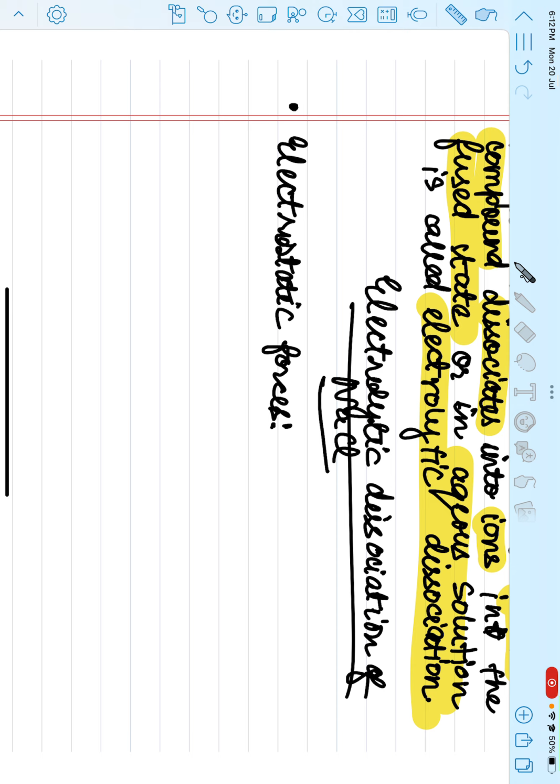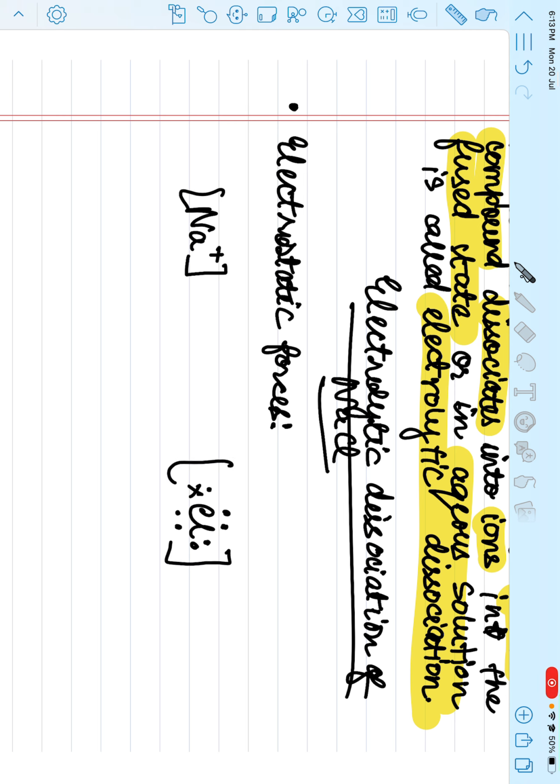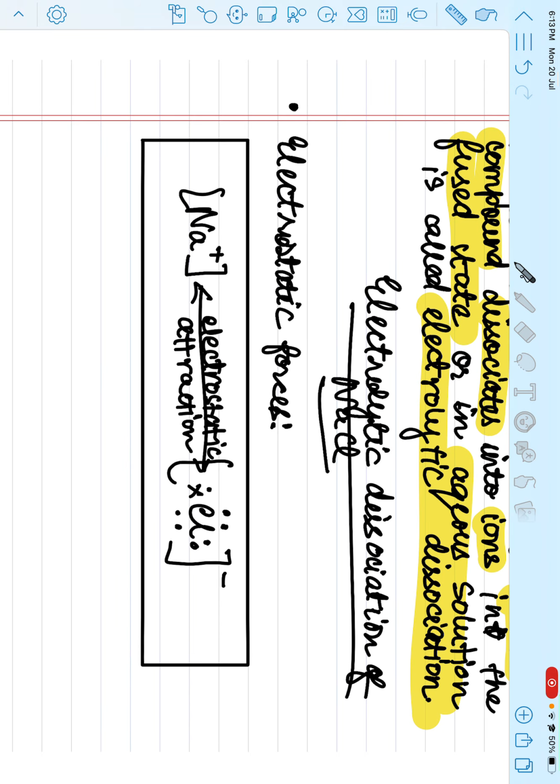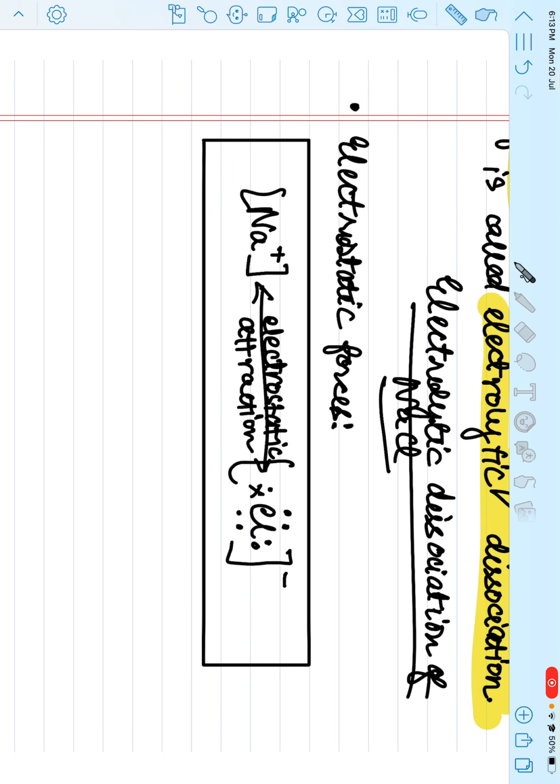If I just want to draw Na+ quickly, how will I draw it? Na+, and we'll have Cl-, right? And electrostatic attraction will also be there. So this is basically the structure of sodium chloride. They are held closely by electrostatic forces, but when they're in their molten state, these ions become free in the molten or aqueous state.